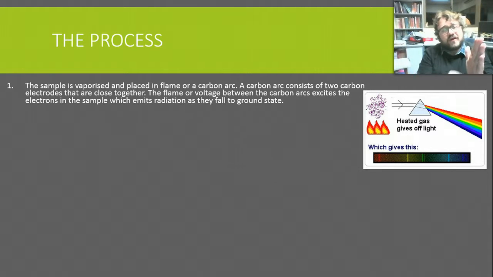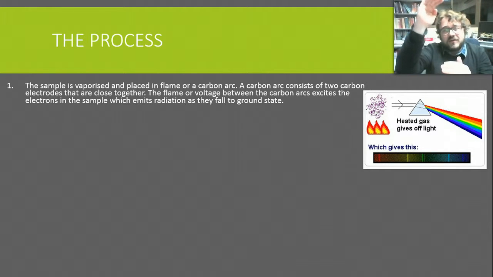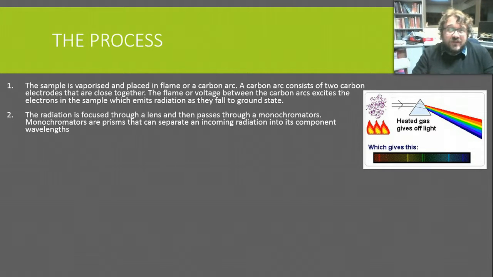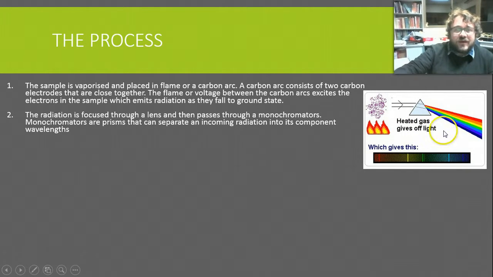So if you vaporize it and hit it between two carbon plates, two carbon electrodes, and you put a large voltage between the two, then the electrons get excited, go up and drop, and emit energy. We then focus that radiation with a lens, which then goes through a monochromator, probably a couple, and these prisms separate it into its component wavelengths.